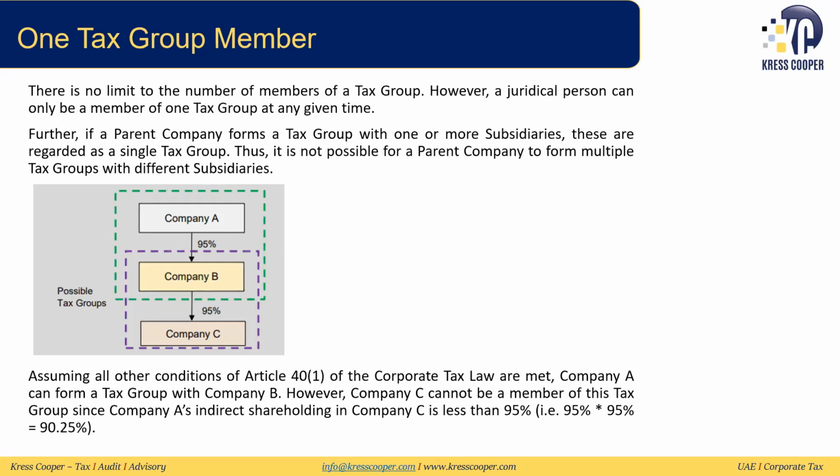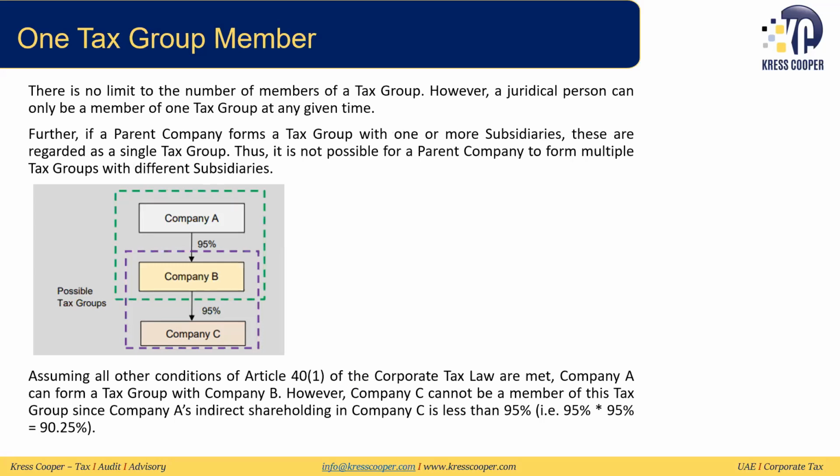In this case, company A is holding 95% of company B, which means that company B is a subsidiary of company A. So the first condition is being met, with 95% ownership. Then company B is owning 95% of company C. So the indirect ownership of company A in company C is less than 95%, in this case it is 90.25%. So company C cannot be in a tax group with company A.